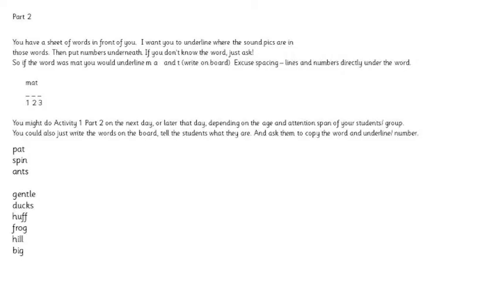Now in the next activity you're going to give them words. Tell them what the word is, write it on the board, and then they're going to copy it, but they're going to do a line underneath to show where the speech sound picks are and give the numbers. So if it was Matt, they'd underline the M, the A and the T and put the 1, 2, 3.